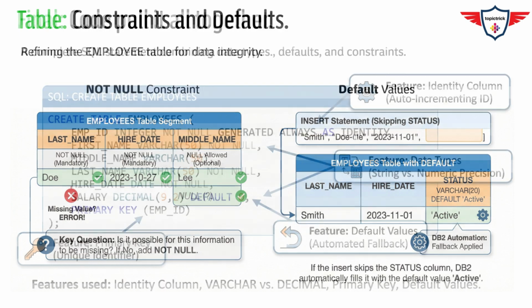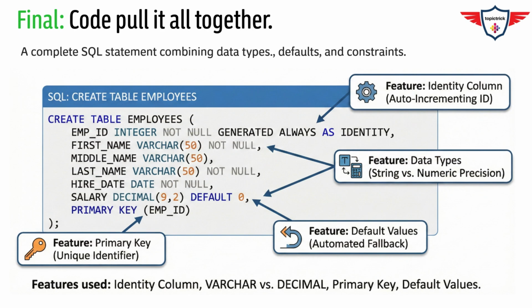So, putting it all together, our statement looks like this: create table employees, open parentheses, EMP_ID, integer, not null, generated always as identity, first_name, variable character, 50, not null, middle_name, variable character, 50, last_name, variable character, 50, not null, hire_date, date, not null, salary, decimal, 9,2, default 0, primary key, open parentheses, EMP_ID, close parentheses, semicolon. Once you run this command, DB2 creates the structure in the table space.